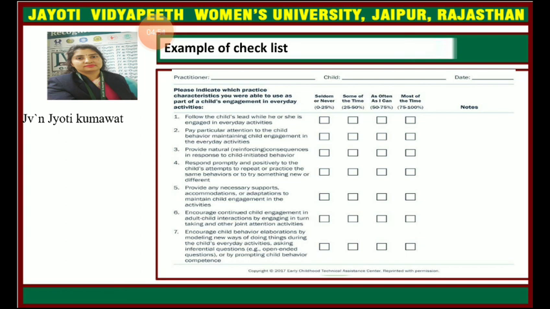In the second example, we pay particular attention to the child's behavior, maintaining the child's engagement in everyday activities. Then you mark the second number according to the percentile as you observe. This is the best example of a checklist.